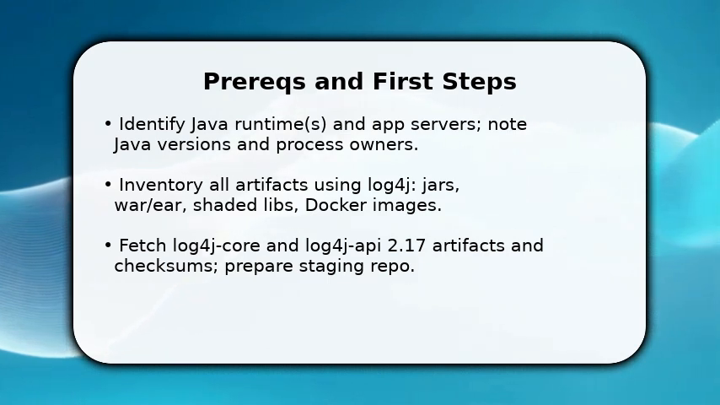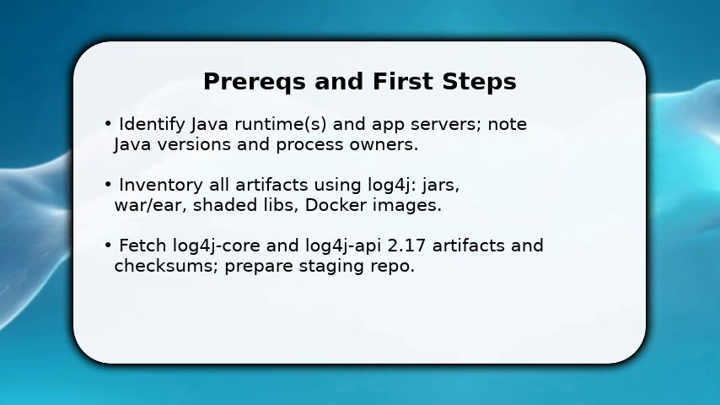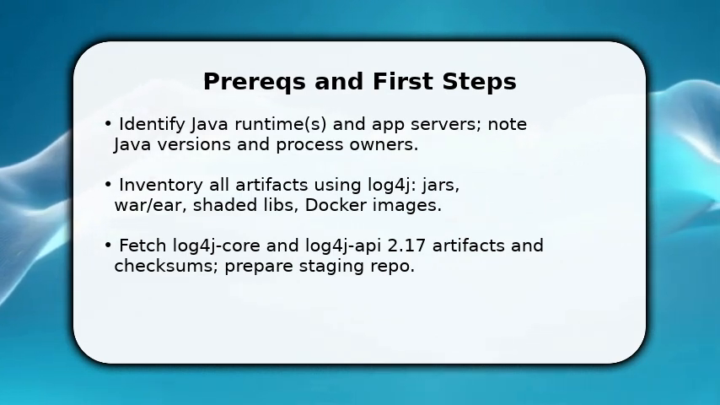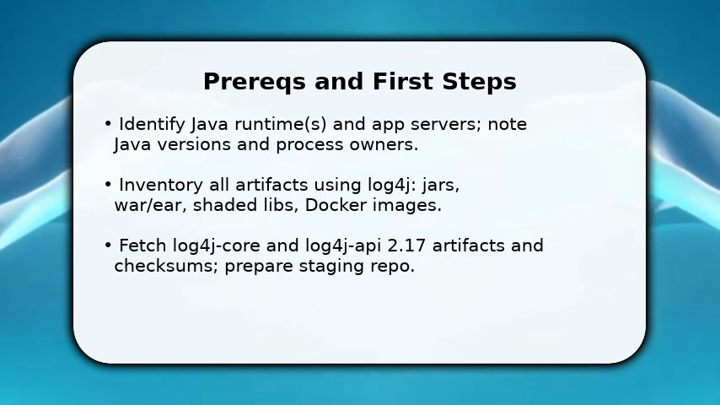Once done, download Log4j API and Log4j Core version 2.17 and their checksums into a staging repository or local cache. You'll need these files ready to replace or rebuild artifacts. This reduces downtime and avoids hunting for missing dependencies mid-update.